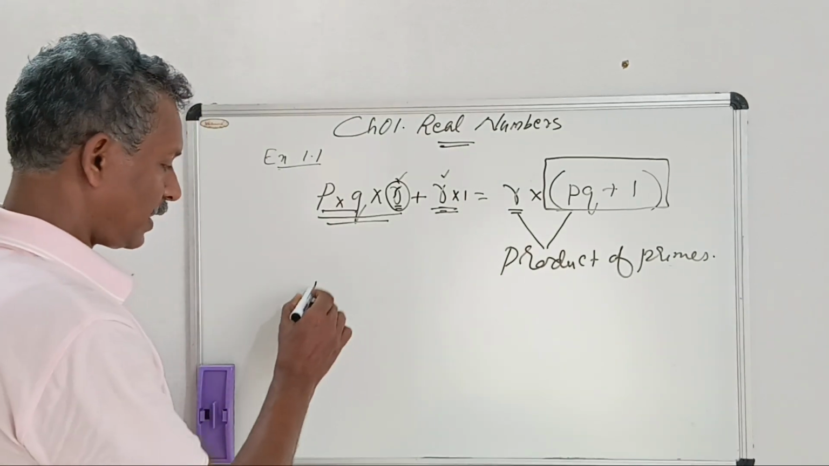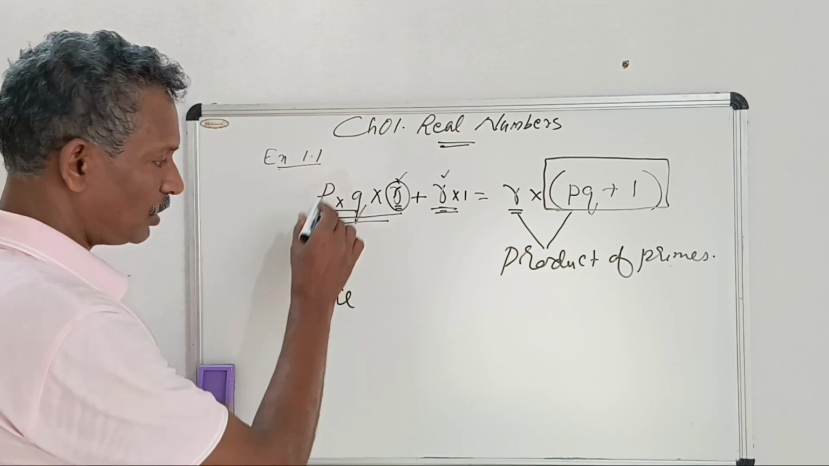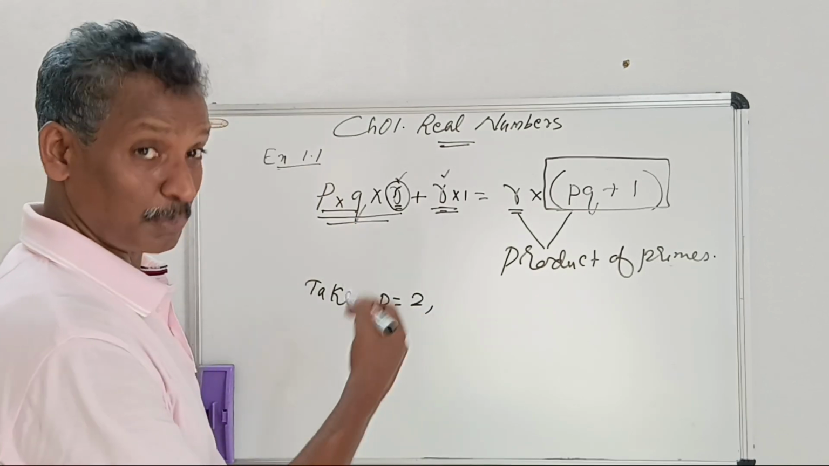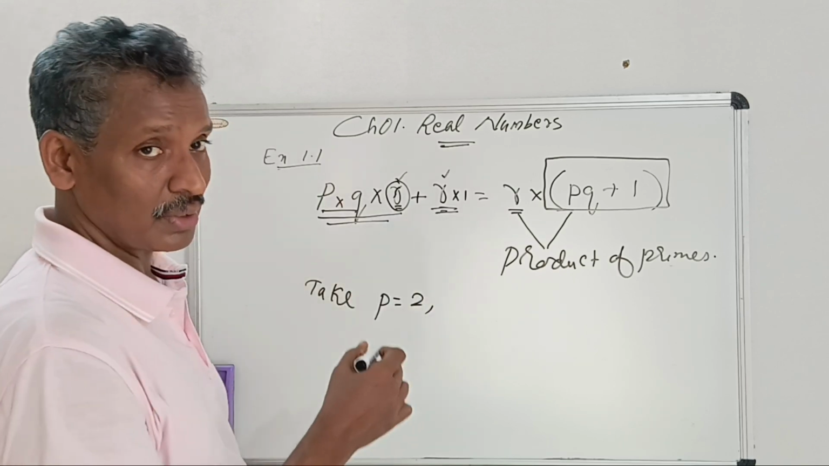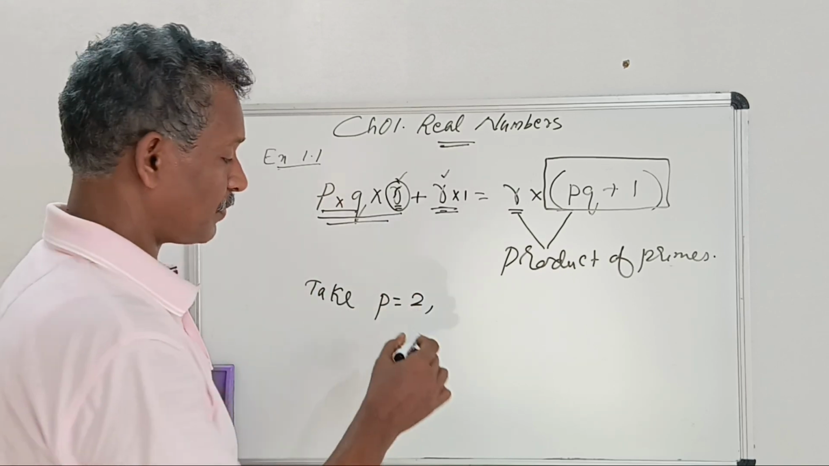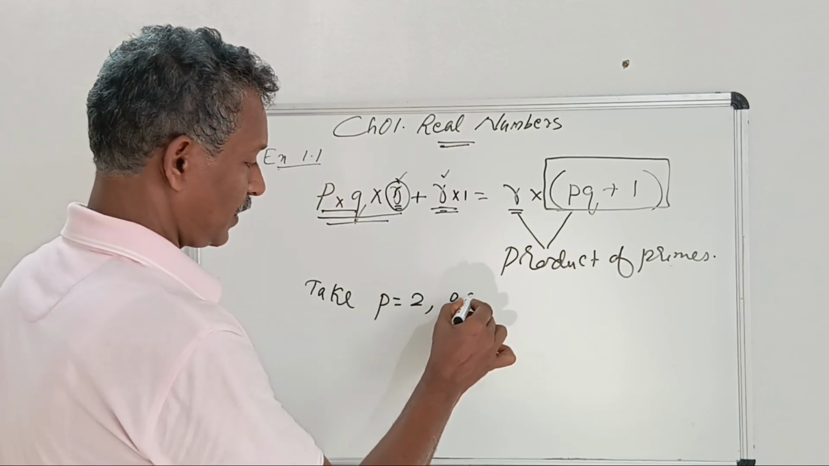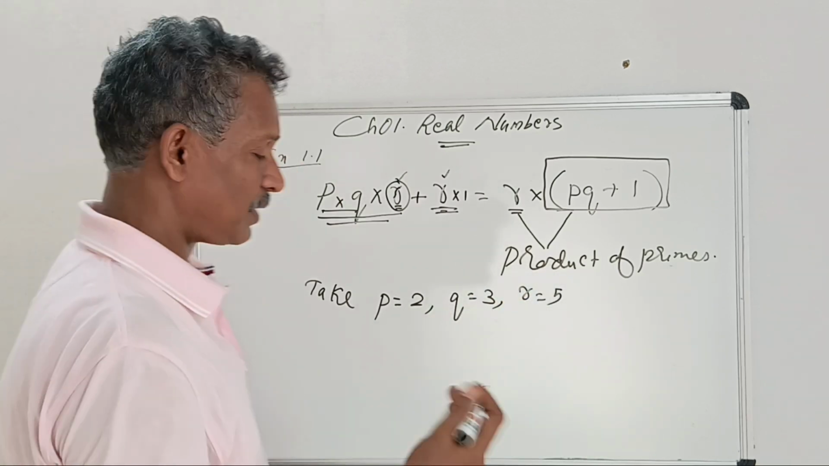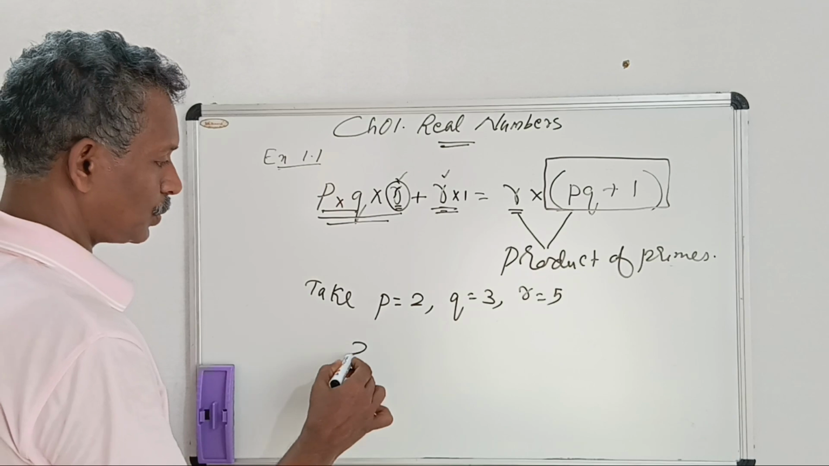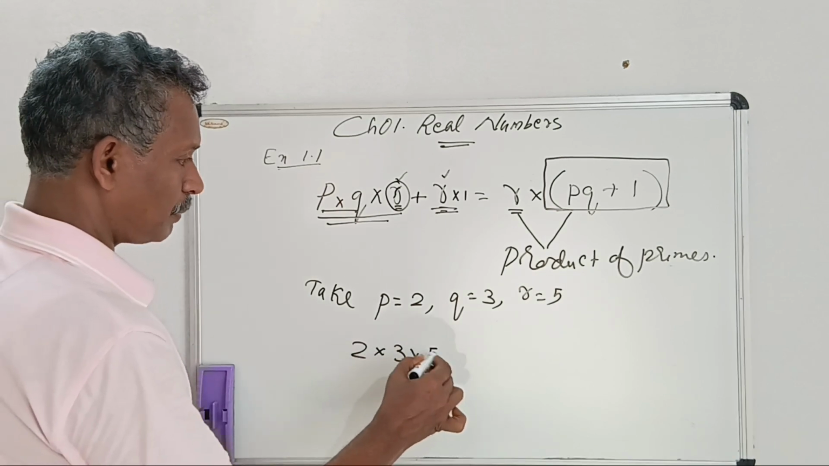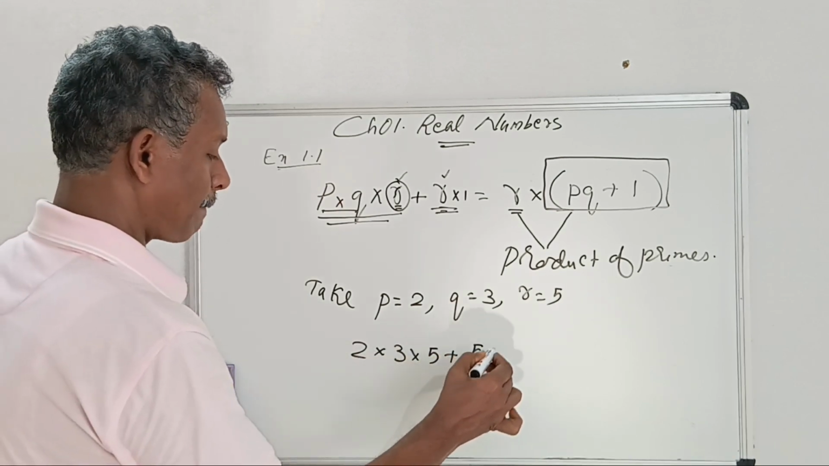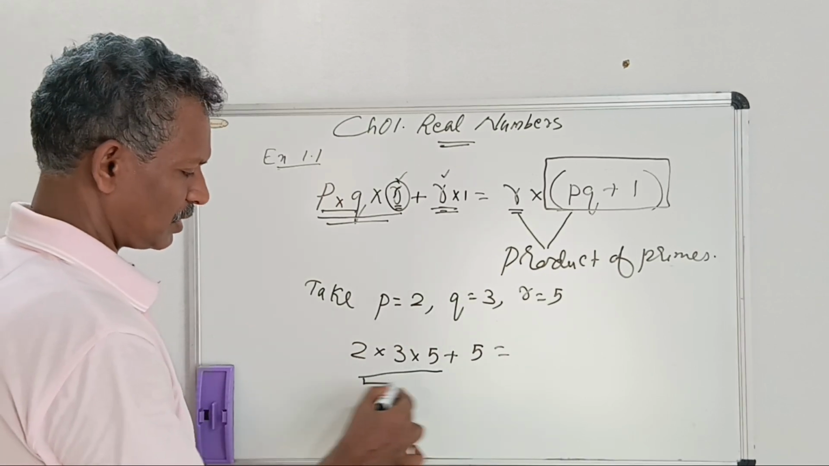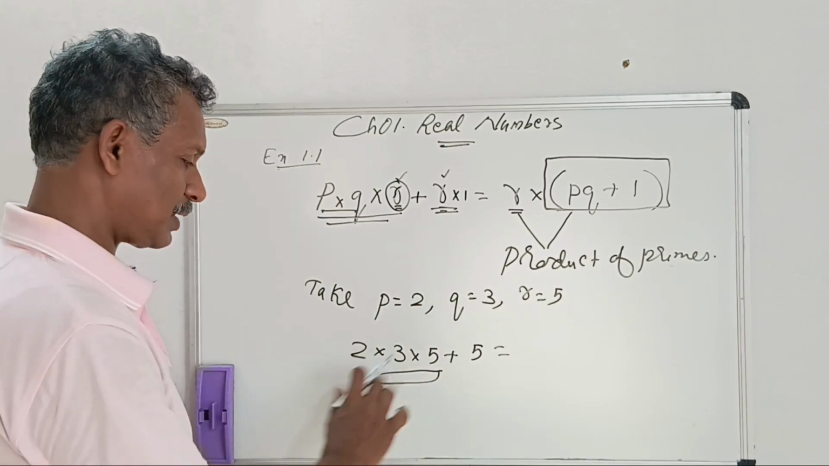Another method, take some values for P. Let P be 2. Any prime number you have to take, because it is told to us P, Q, R are primes. P is 2, Q is 3, R is 5. We have taken the first three primes itself and put the values: 2 into 3 into 5 plus 5. Then you can directly multiply all this. Other way, you can take common factor, otherwise you have to multiply this.